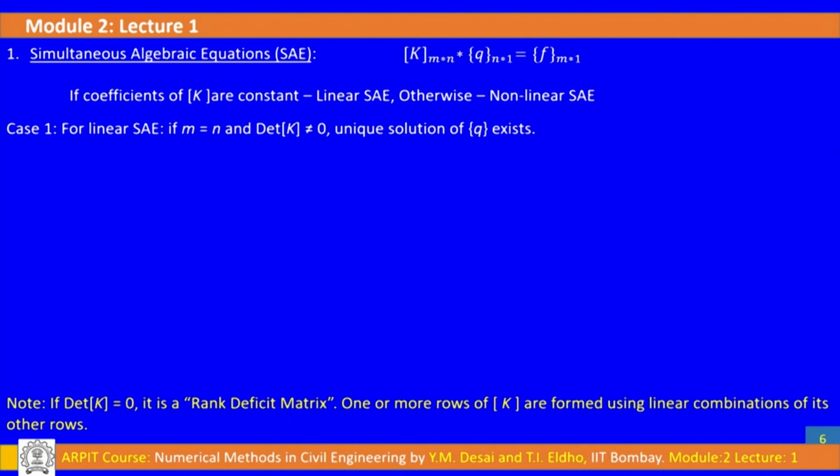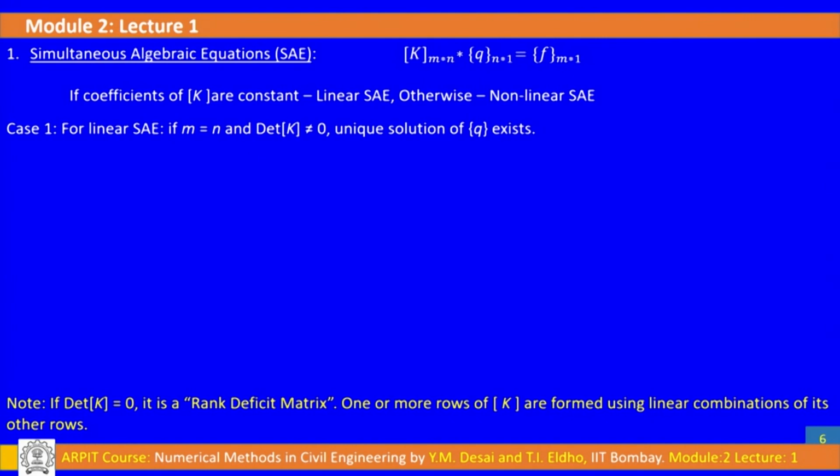If the coefficients of matrix K are constant, then we say we are dealing with linear simultaneous equations. On the other hand, if the coefficients of K are themselves functions of Q, which are unknowns, we say we are dealing with nonlinear simultaneous equations. So, let us talk about the linear simultaneous equations.